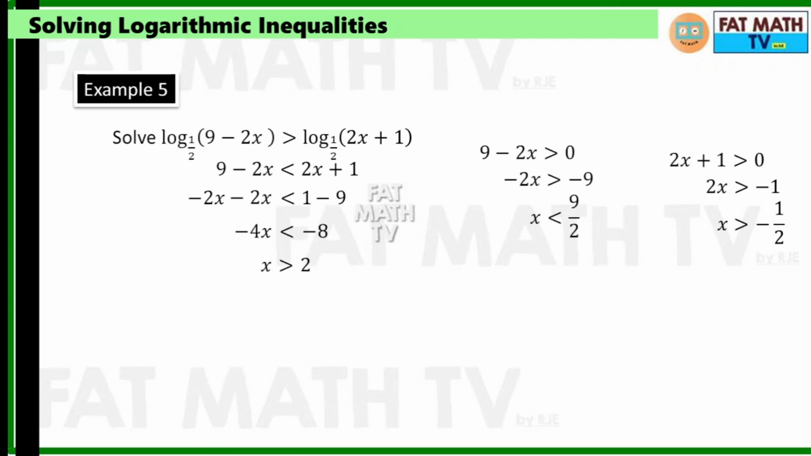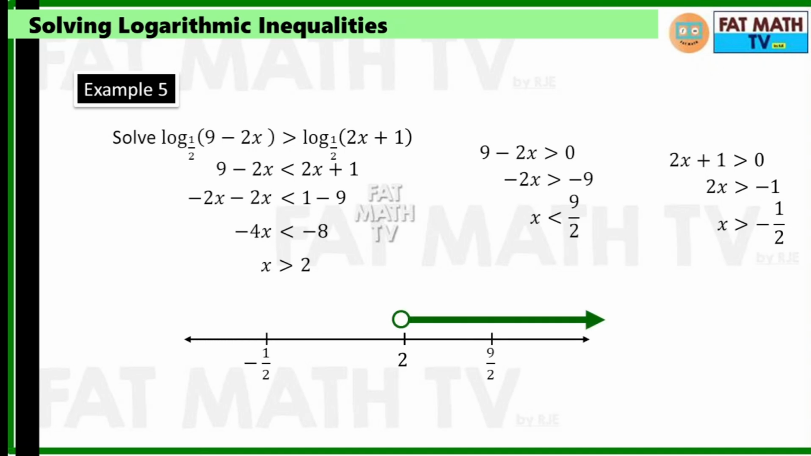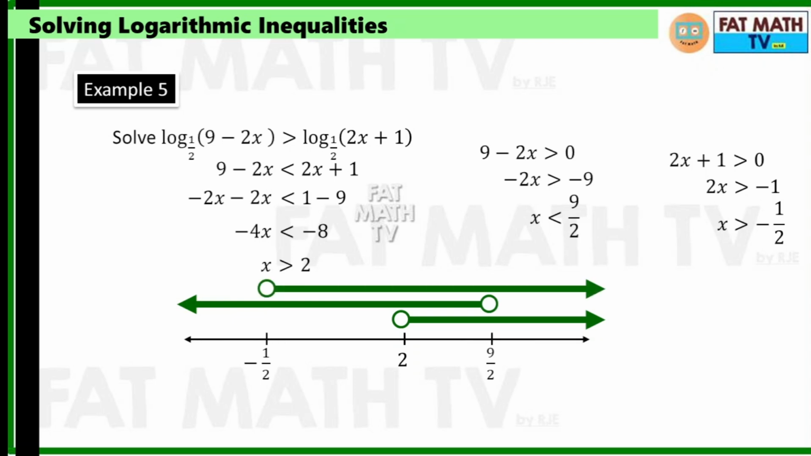Okay, let us locate these numbers on the number line. We have 2, 9/2, and negative 1/2. The lowest of them all is negative 1/2, followed by 2 and then 9/2, because if you convert 9/2 to a mixed number, that is 4.5. So x is greater than 2, so numbers to the right of 2. x less than 9/2, numbers to the left of 9/2. x greater than negative 1/2, numbers to the right of negative 1/2.